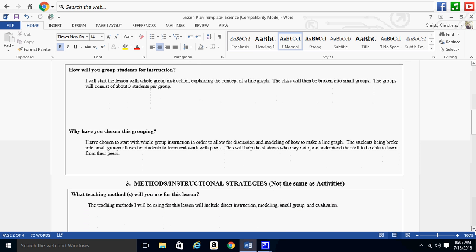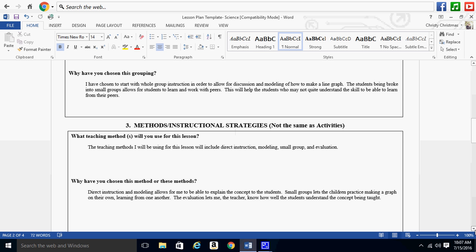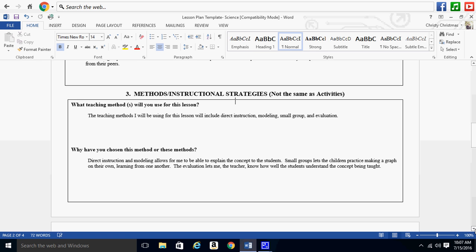The methods of instruction will be direct instruction, modeling, small group, and evaluation. Direct instruction and modeling allows me to explain the concept to the students. Small groups let the students practice making a graph on their own, learning from one another, and then the evaluation lets me, the teacher, know how well the students understand the concept that is being taught.